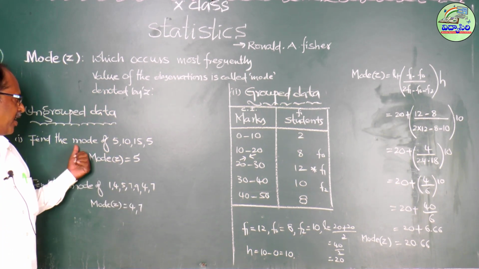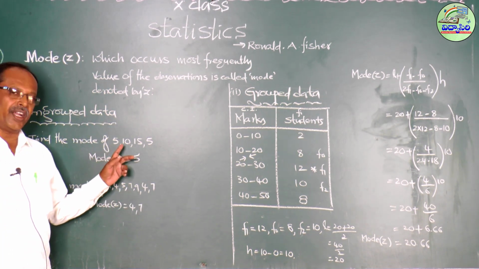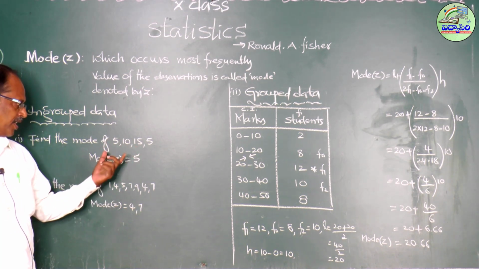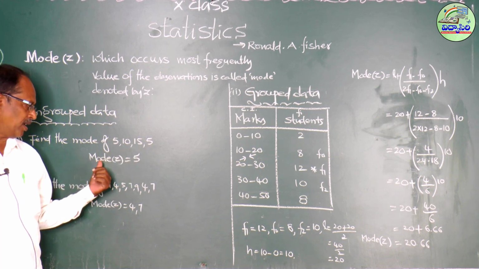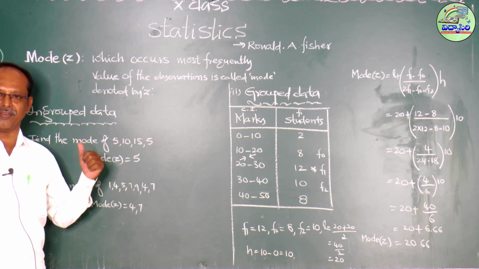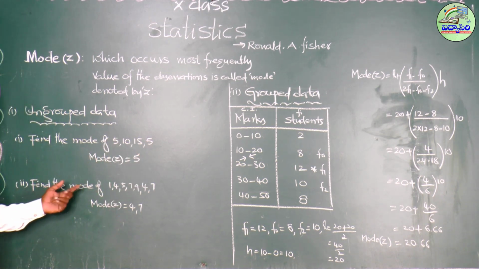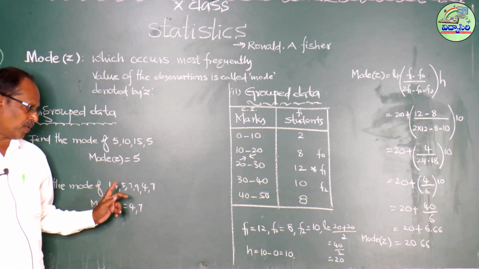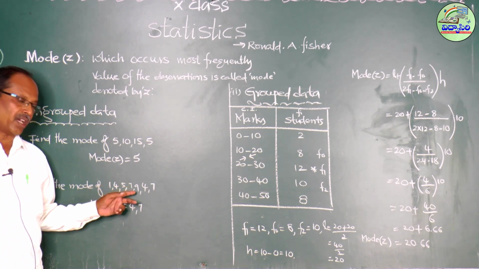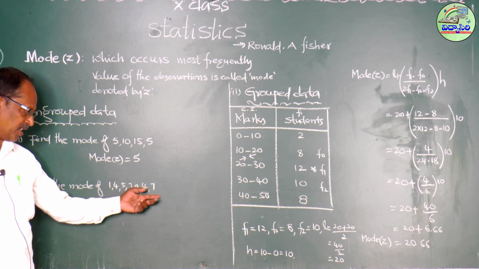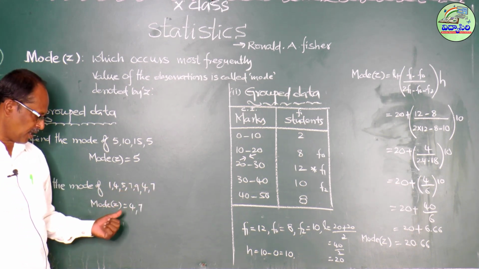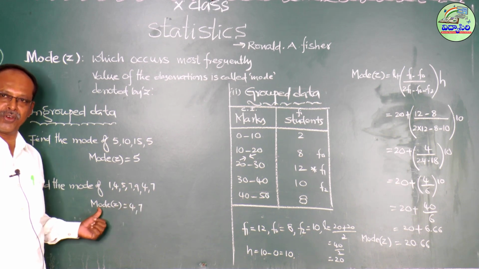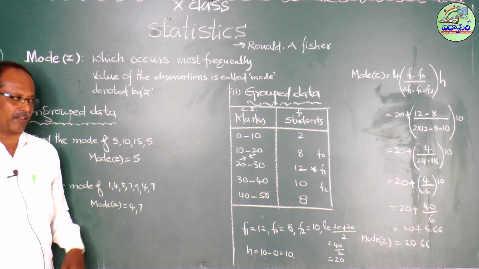Find the mode of 5, 10, 15, 5. In this data, 5 came more times, that's why mode Z equals 5. Next, find the mode of 1, 4, 5, 7, 9, 4, 7. In this data, 4 and 7, two numbers, come the same number of times. That's why mode Z equals 4, 7.